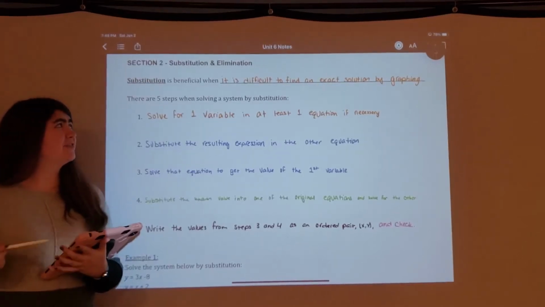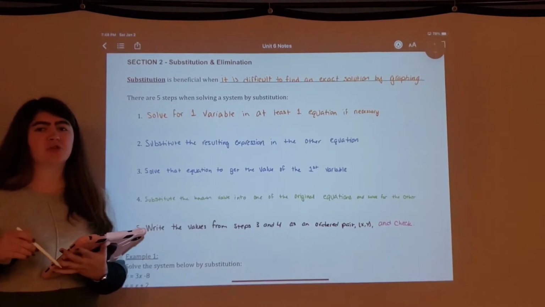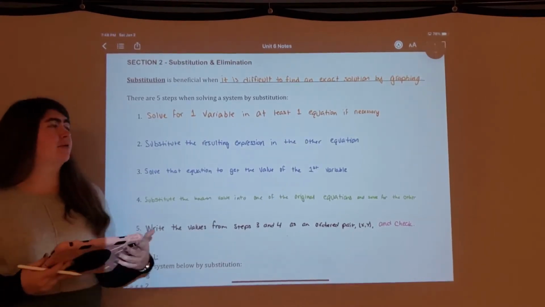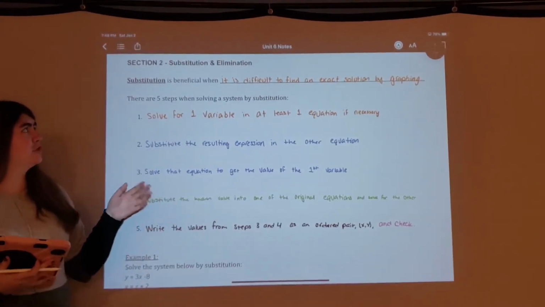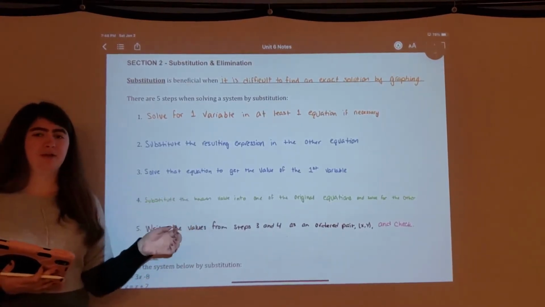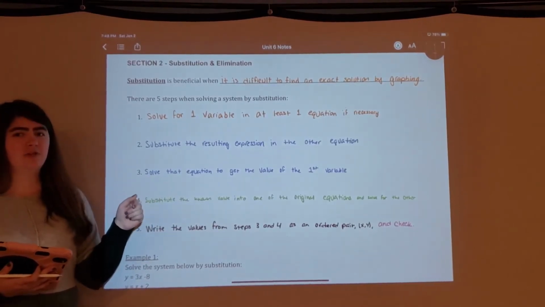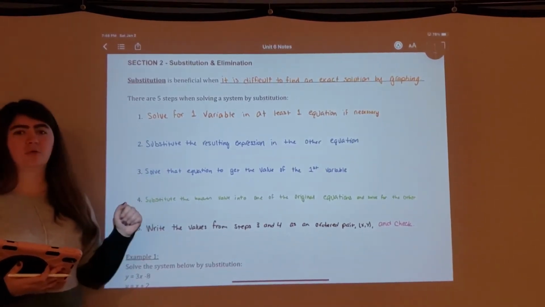Hello everyone, in today's video lesson we'll be working on solving systems of equations using substitution and elimination. So we're going to go ahead and start with substitution. Substitution is beneficial when it is difficult to find an exact solution by graphing. So if your graph isn't very clear or you can't really see what's going on, you're going to need to use a different method. Substitution is a good one for that.